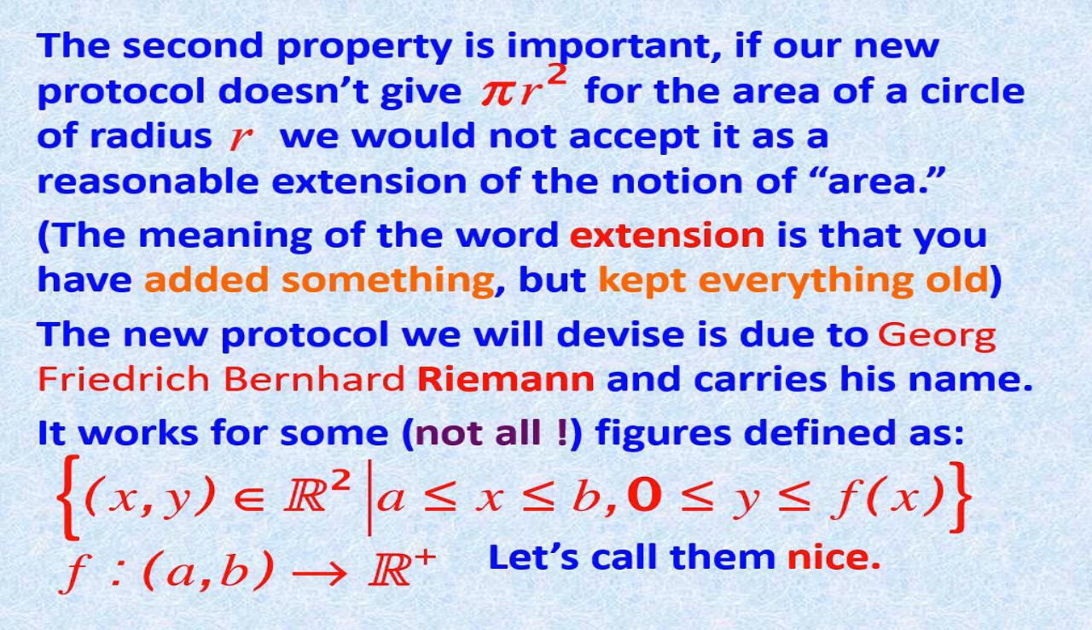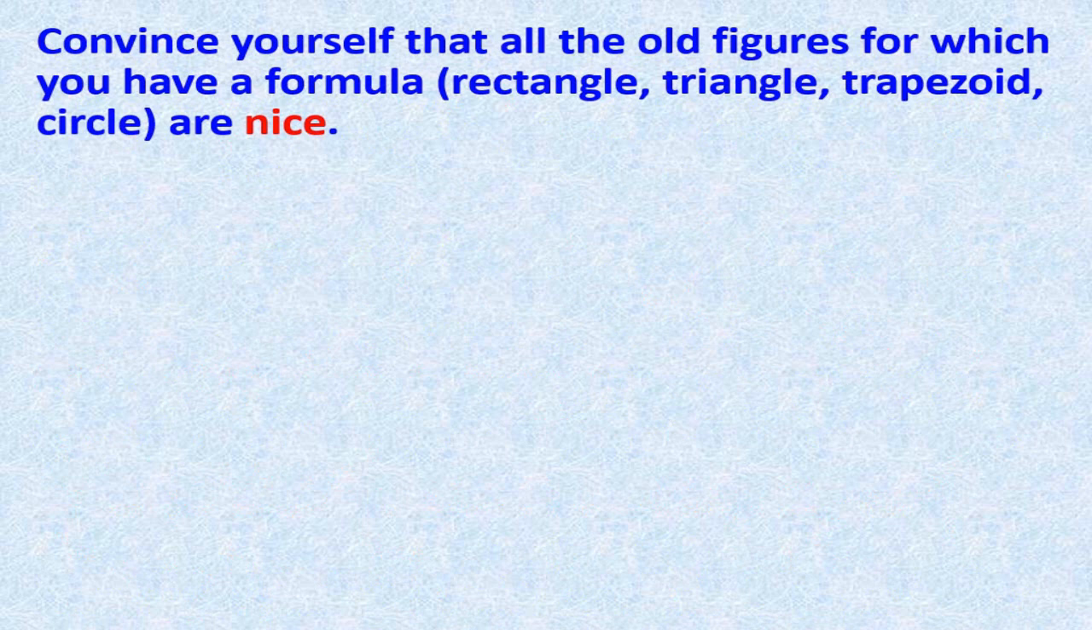Let's call them nice. Why? Because in real situations, we have no negatives. For example, volume, there is no negative. When we say distance, there is no negative, because we are referring to scalar quantities. Convince yourself that all the old figures for which you have a formula, rectangle, triangle, trapezoid, circle, are nice. Why? Because the area, the volume, the surface area are positive.